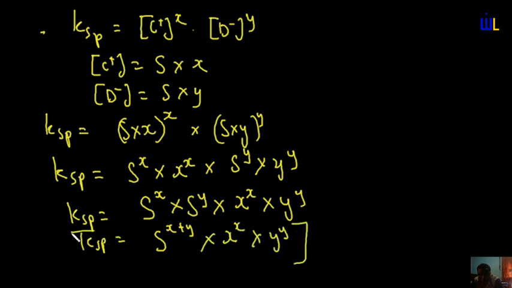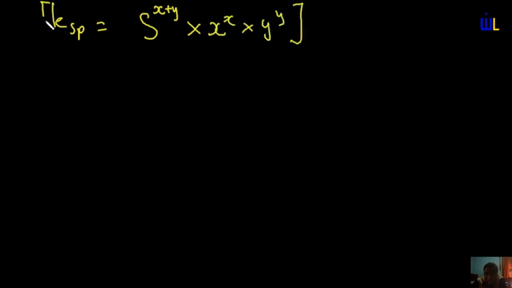So please note this: anytime you are asked to find solubility product, just do this and you have your answer. So rewriting the formula for solubility product, the straightforward way to find solubility product with solubility is Ksp equals solubility of the salt raised to power X plus Y, where X is the number of moles of the cation and Y is the number of moles of the anion, multiplied by X raised to power X times Y raised to power Y.